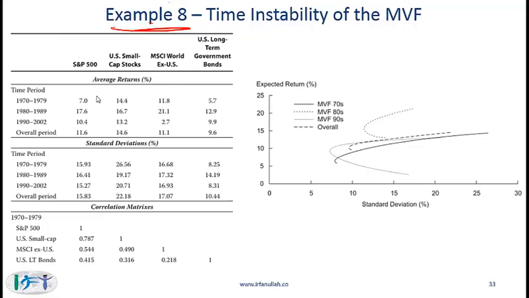What we are given here is the following. For 3 different time periods, the 70s, 80s, and 90s through 2002, we are given the average returns for S&P 500, small cap stocks, ex-US stocks, and long-term government bonds. We are also given the risk of each of these asset classes, so in terms of their standard deviations, and we are given the correlation matrices. On this slide, I've only shown the correlation matrix for 1970 to 79, but the correlation matrices for the other time periods are also given.